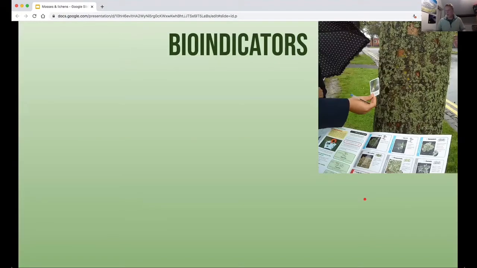Lichens are also what we know as bioindicators. So they tell us what, especially, air quality is like. They're very sensitive organisms, and it's due mainly to their really effective absorption system.